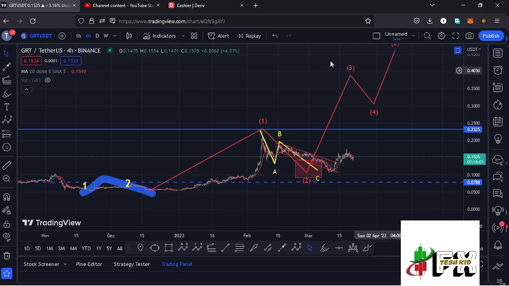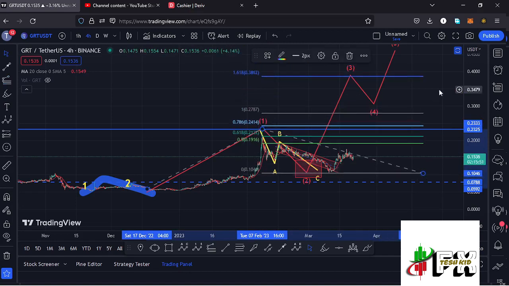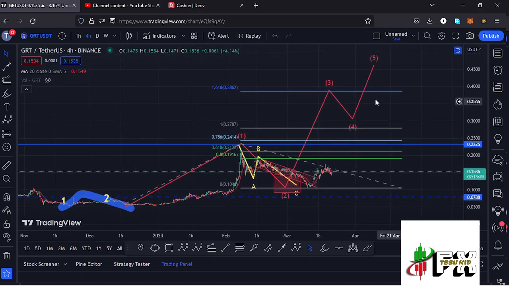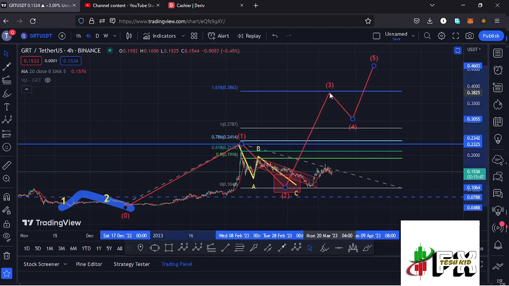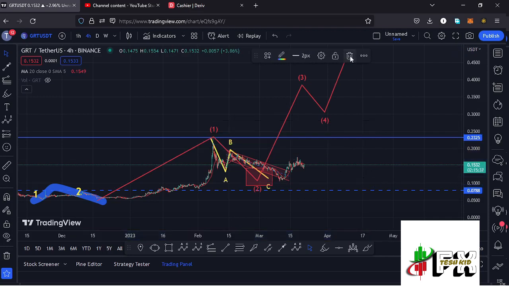Allow me to first sketch out a target area to the upper side in the formation of this wave 3 by connecting the trend-based Fibonacci from the low of the first wave to the high of that wave 1, then dragging the Fibs to the low of the second wave. That gives me a minimum target area to the upper side in the formation of that wave 3 at the Fib level 1.618, and that is at around the $0.3862 mark, and that is the minimum that I'm expecting GRT to do in the formation of that wave 3 here on the long-term scenarios.